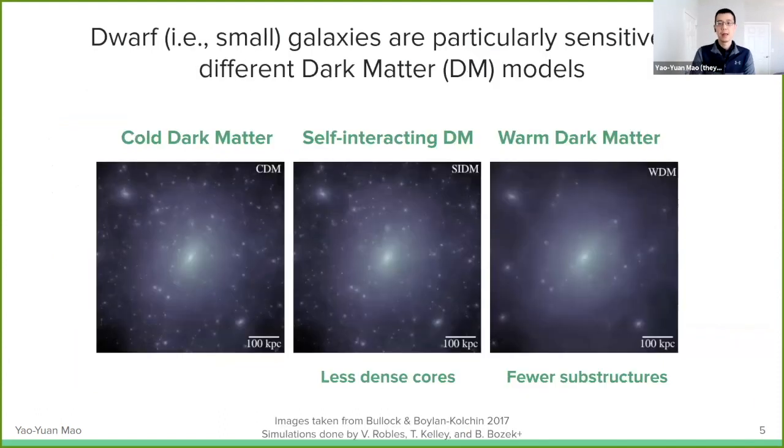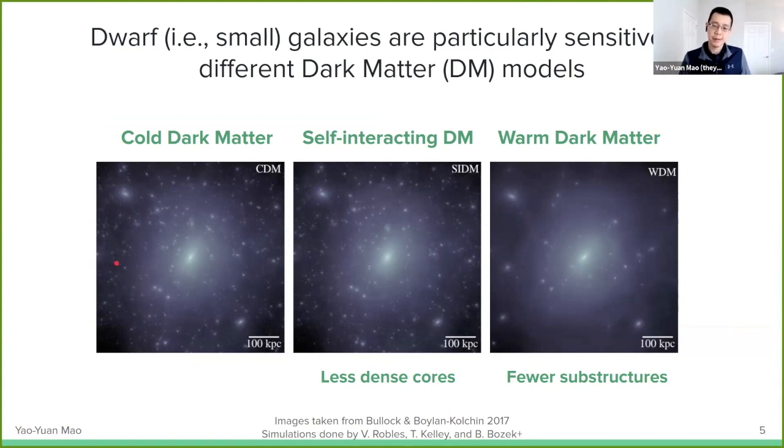So why do we want to find small galaxies? Dwarf galaxies in particular are sensitive to different dark matter models. And here I'm kind of equating dwarf galaxies with substructures. They are a slightly different concept: one is actual galaxies, and the other is the dark substructures surrounding those galaxies.